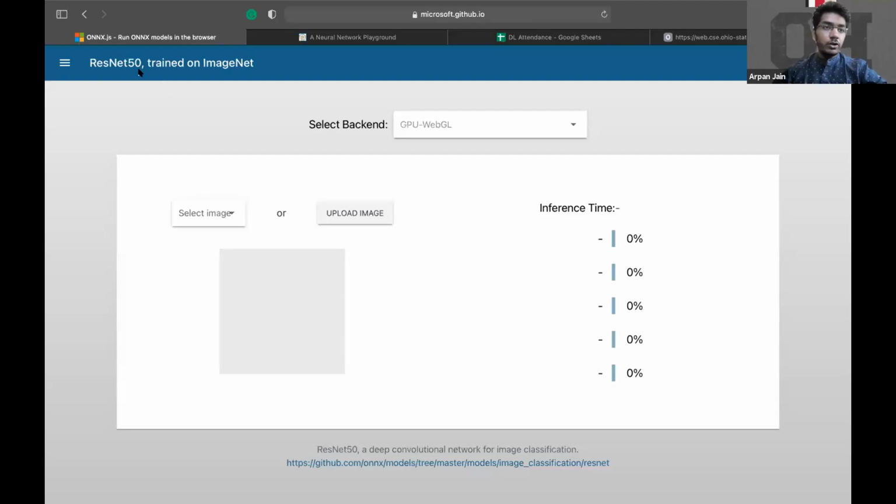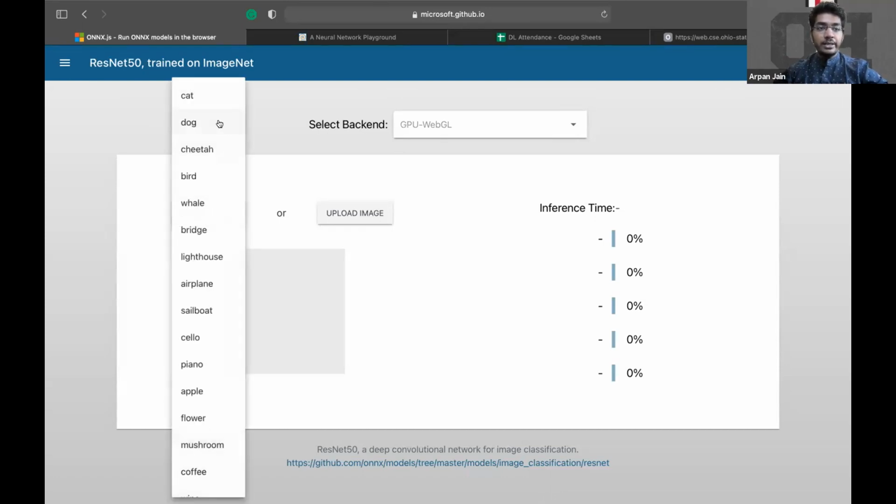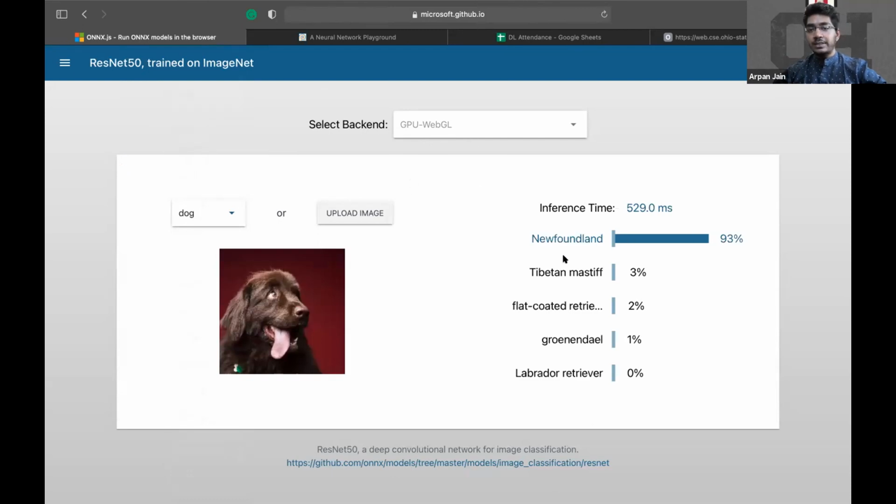which is trained on the ImageNet data set. And so you can just select an image, like let's say you select a dog. And so you can see that it is able to find the breed of the dog also, with 93% accuracy.